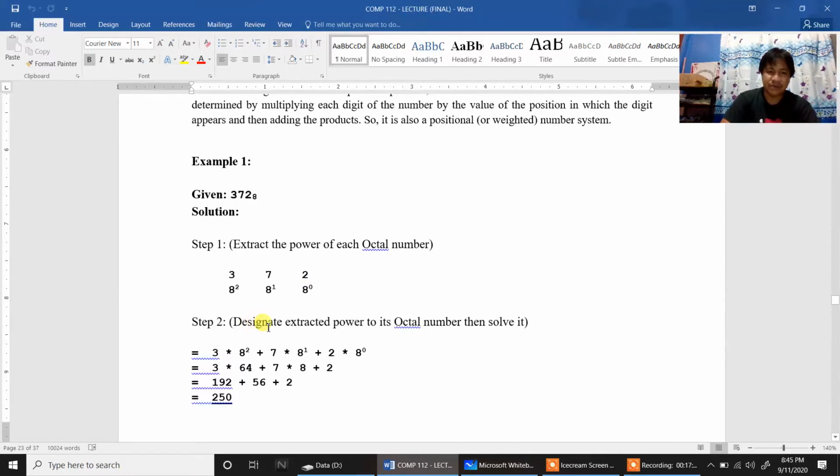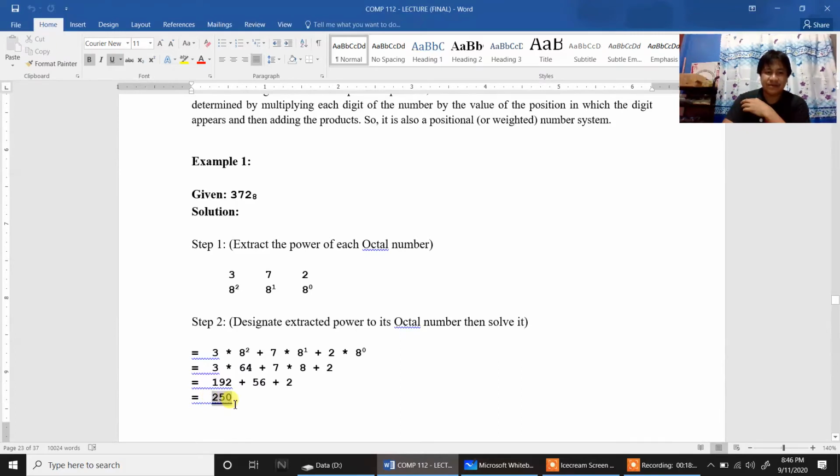Okay? So step 2 is to designate the extracted power to its octal number, then solve it. So we have 3 times 8 to the power of 2 plus 7 times 8 to the power of 1 and 2 times 8 to the power of 0. After that, 8 times 8 is 64. Since you multiply it, 8 is still 8, and 2, just copy. So 3 times 64 is 192. 7 times 8 is 56. Plus 2, you got 250. So 250 is base 10 already.